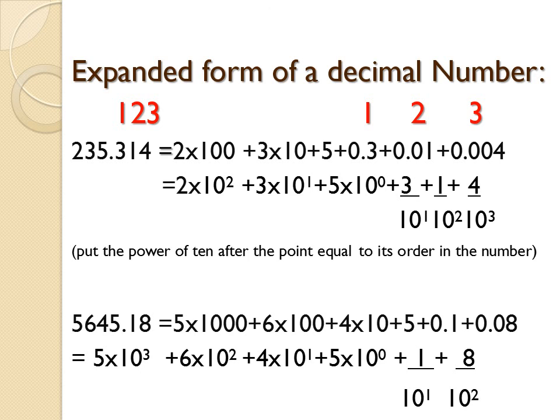It will become 5 times 10 power 3, since we have 3 zeros, plus 6 times 10 power 2, since we have two zeros, plus 4 times 10 power 1, we have 1 zero, plus 5 times 10 power 0, we don't have any zeros. Let's start now with the numbers after the point. 1 over 10 power 1, it's order number 1, plus 8 over 10 power 2, since it's order 2.